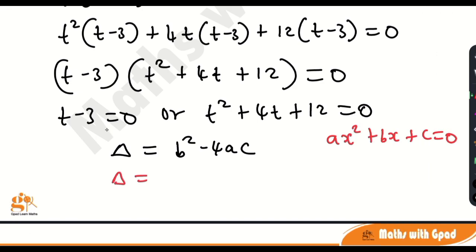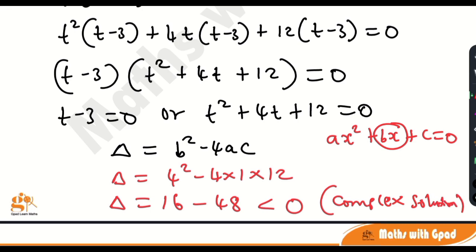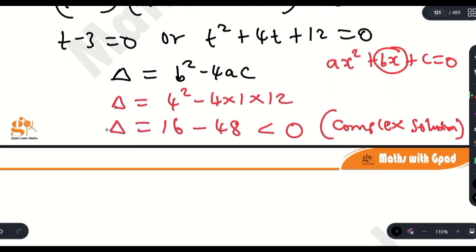So the discriminant will be equal to, what is b? b is the coefficient of t, which is 4. So 4 squared minus 4 times a. What's a? a is the coefficient of the leading term, which is 1, times, what is c? c is the constant term, which is 12. So the discriminant is 4 squared, which is 16, minus, what is 4 times 12? That is 48. And this is less than 0. So what does this mean? It means that this has complex solutions and we don't need it. We're going to focus our solution on the real one, which is this one here.